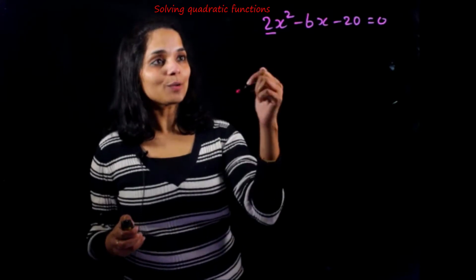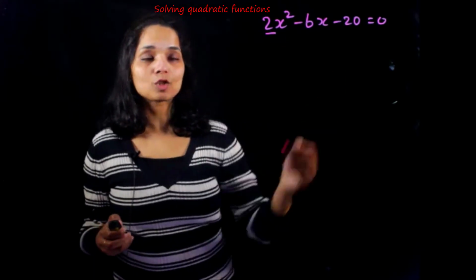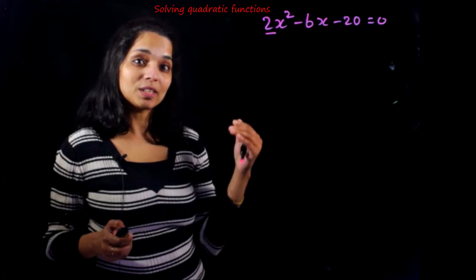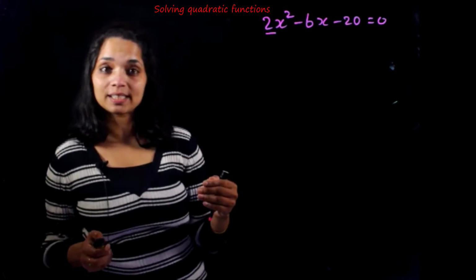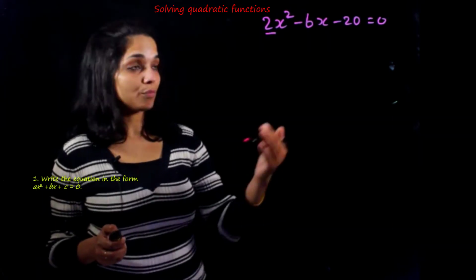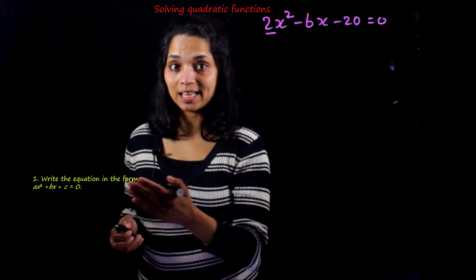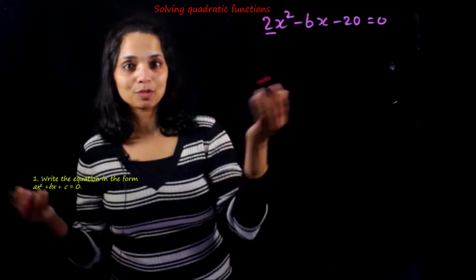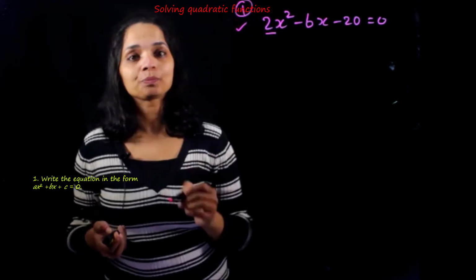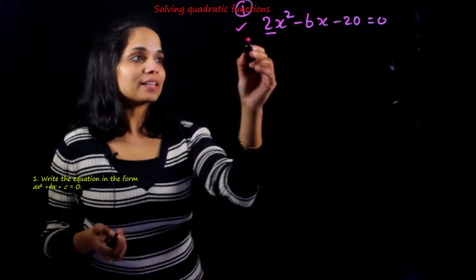Let's now solve another quadratic, 2x squared minus 6x minus 20 equals 0. Let's begin with the same strategy as we applied in the previous example. Write the equation in the form ax squared plus bx plus c equals 0. It's already in that form, so we've done step 1. The second step is to factorize this.